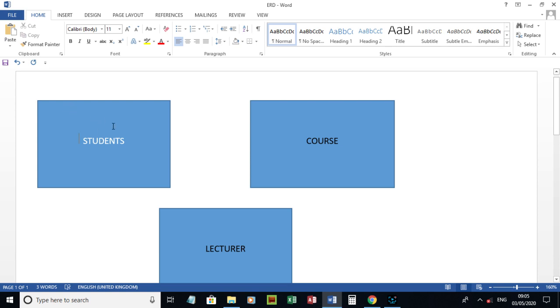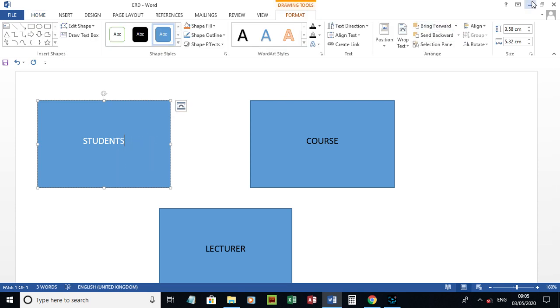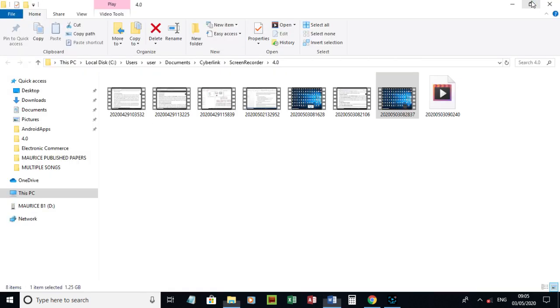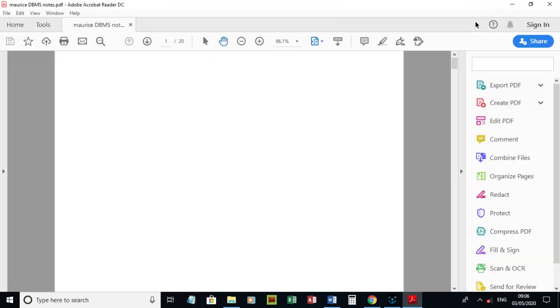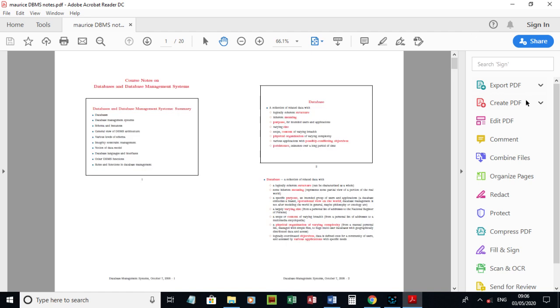Remember, all the entities will have their field names, isn't it? All of them will have their field names. All these things we need to take time to walk you through to understand, because I told you, we will be doing an online shop, a business, and you will have to design your own database.